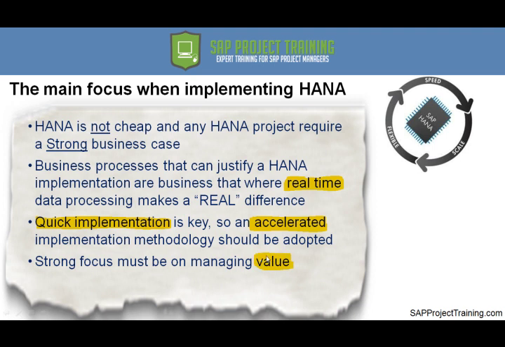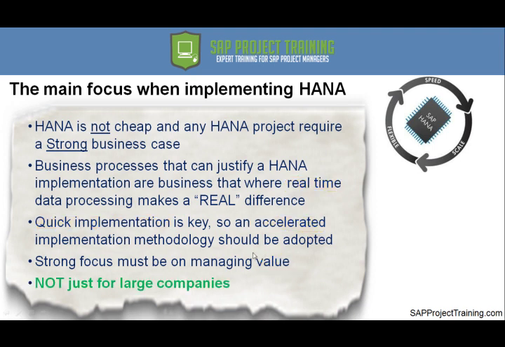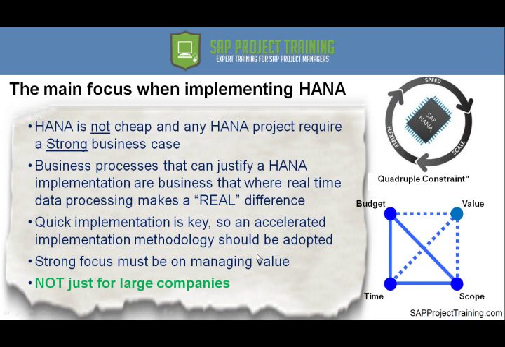Now, one last point I want to make here is that HANA is not just for large companies. Today, there are a lot of industry-specific processes already built and available for HANA, where they have identified a need for real-time processing, where real-time processing can make a real difference to how your business operates and the benefit to your business. And some of these items are applicable for small and medium-sized companies. It is not just for large enterprises. But no matter what your enterprise is, you need to have the strong business case and you need to have the focus of the value generation.